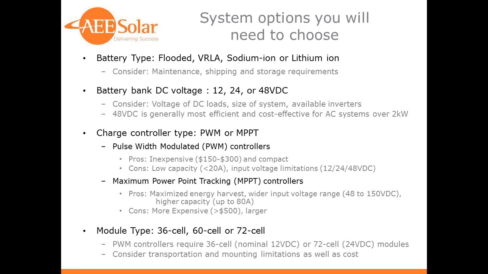And depending on the module type, PWM controllers require what we call nominal rated modules, either 12 volt nominal or 24 volt nominal, or multiples of those in series to get higher voltage. Whereas MPPT can convert essentially any voltage above what the battery voltage is into proper battery charging voltages, so it gives you a lot more control of the use of modules.